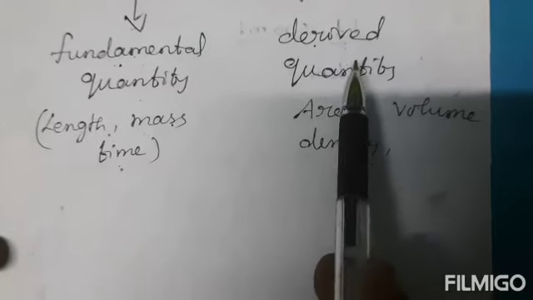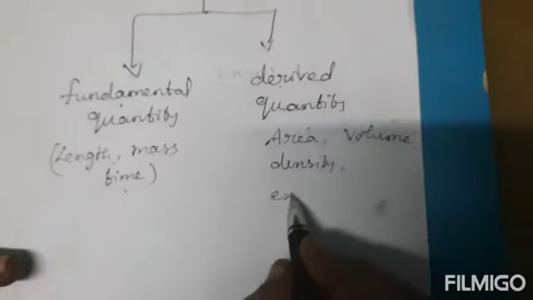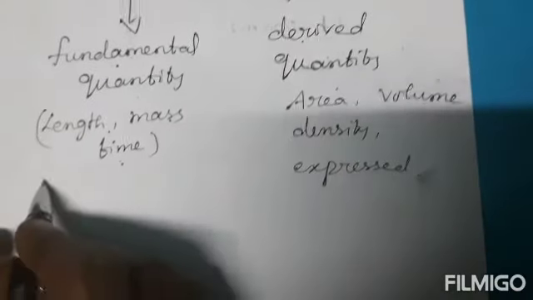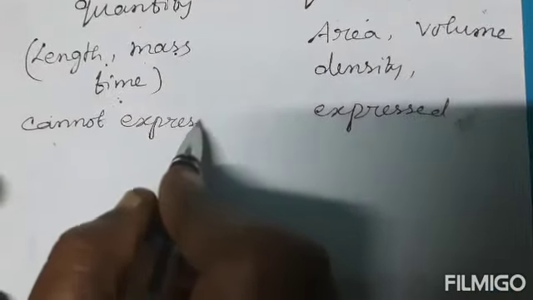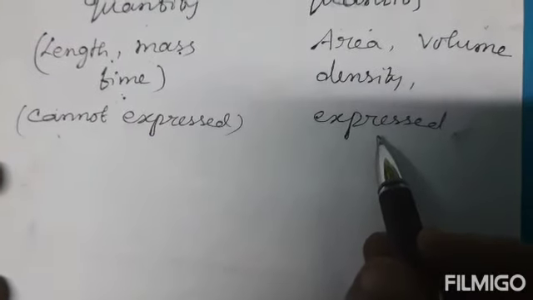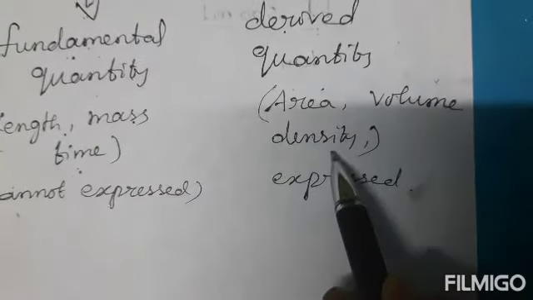Next one is derived quantity. Quantity which can be expressed. Here it cannot be expressed. Here the quantity can be expressed in terms of fundamental quantities are called derived quantity. The example you have learned: area, volume and density.